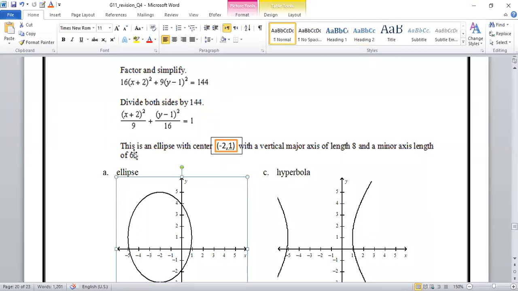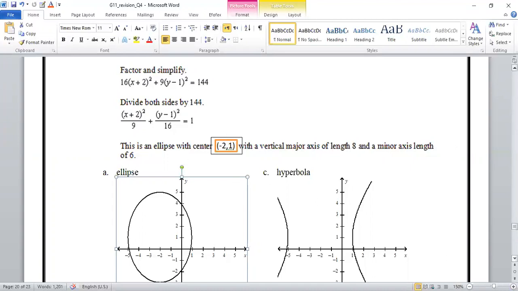sorry, this ellipse with center negative 2 and 1, not 2 and negative 1, okay, with a vertical major axis because we put y above a square. Vertical major axis of length 8 because a equals 4, so major axis equals 2 times 4 equals 8, and minor axis equals 6.